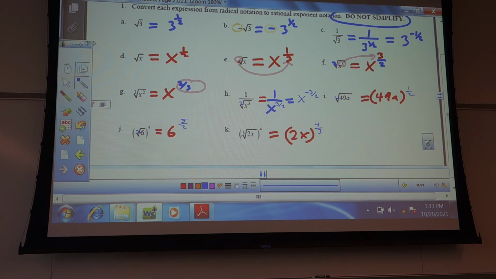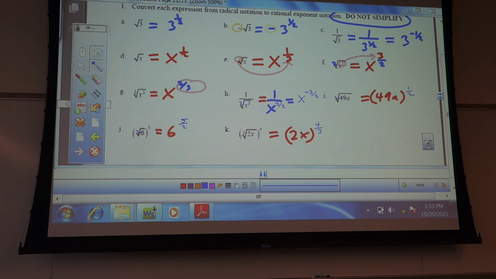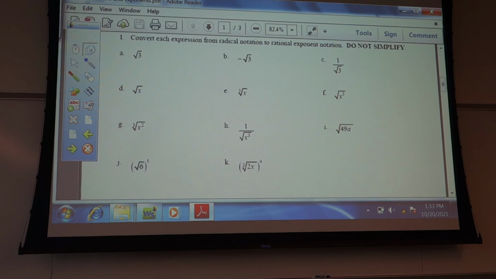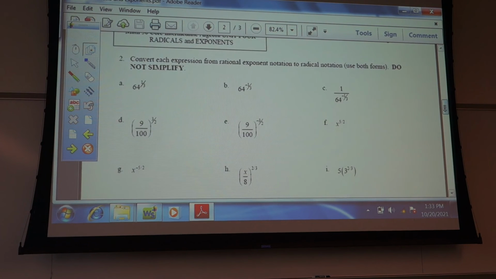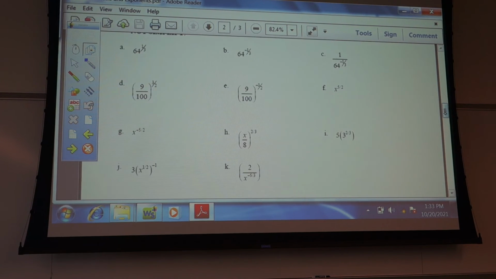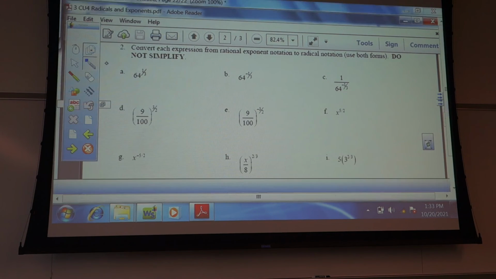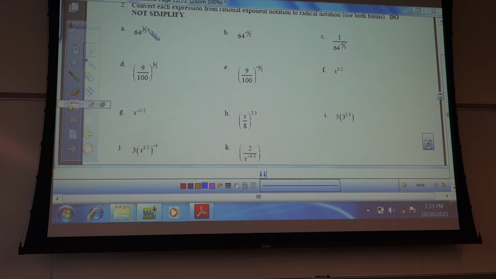Okay. Can you go back to J? J, yep. You have 2.5, that's the same thing. 5 halves is the same thing as 2.5. Yep. Okay. Now we're doing the opposite. We're converting from rational to radical. So this means that that's going to be a little 3 inside of that crook there. 64.